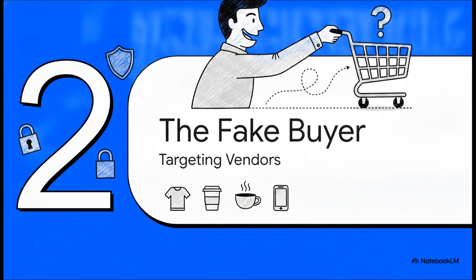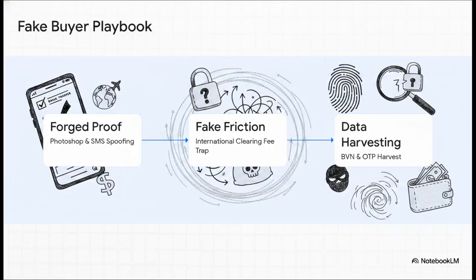Moving to Section 2, Vector A, the fake buyer. This is our first major attack vector, targeting small online business owners. Here is the exact step-by-step playbook the fraudster uses. Step 1 is forged proof. They'll pose as this super enthusiastic international or out-of-state customer making a high-value purchase. They send you a pristine, photoshopped bank alert, or they might even use spoofed SMS sender IDs, so it looks exactly like a real bank message.